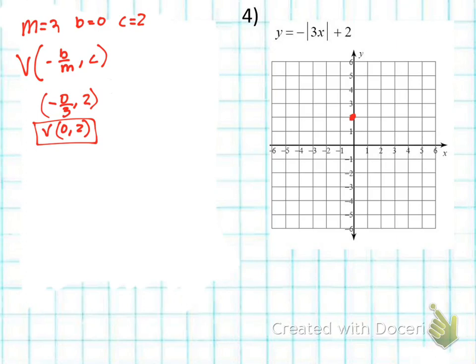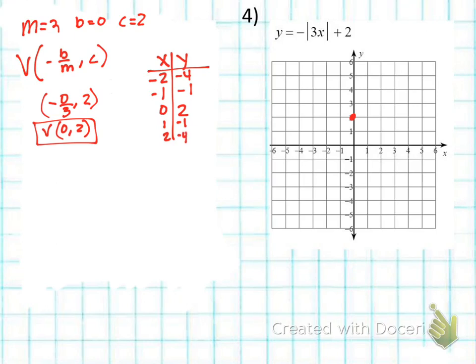So let's do our XY table. We have 0, 2. Pick 2 numbers that are bigger than 0. What are 2 numbers bigger than 0? 1 and 2. Pick 2 numbers that are smaller than 0. Okay, good. Now, if I plug in negative 2, what do I get? Negative 4, right? If I plug in negative 1, what do I get? Negative 1. Good. If I plug in 1, what do I get? Negative 1. Good. If I plug in 2, what do I get? Negative 4. Okay?